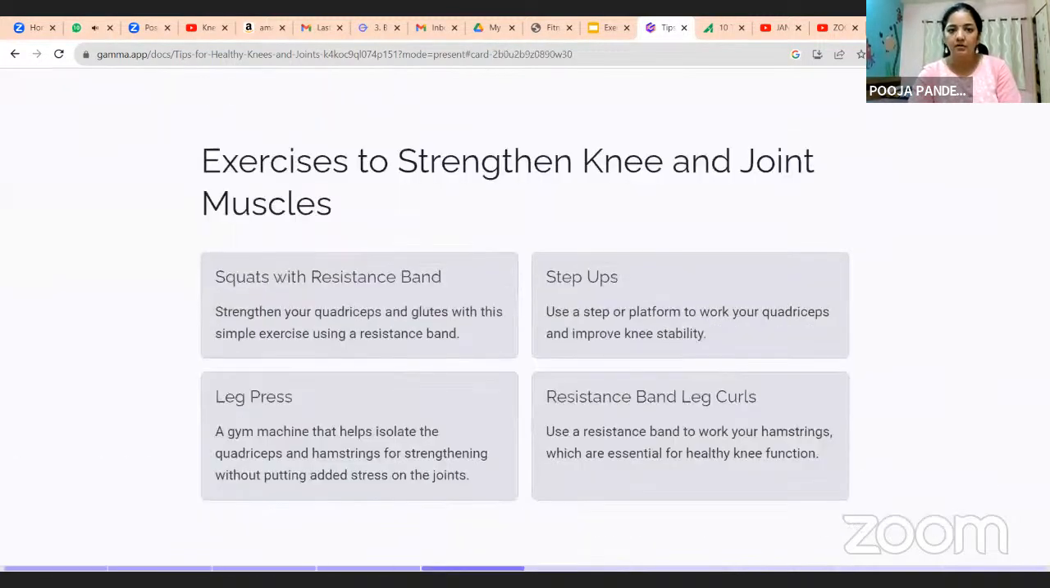Exercises to strengthen knee and joint muscles. As I said, squats is a very good exercise. Once you are comfortable with squats, you should add dumbbells, you should add loop bands, you should add TheraBand, resistance band. That will help you. Now, this is for the people who don't have knee problems. Those who have knee problems, start with basic exercises.